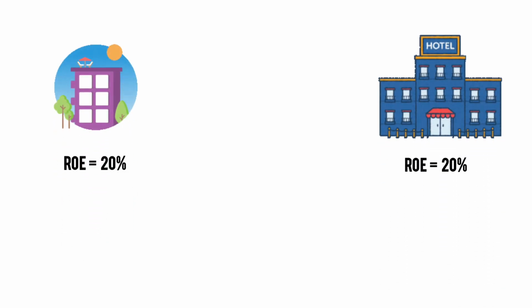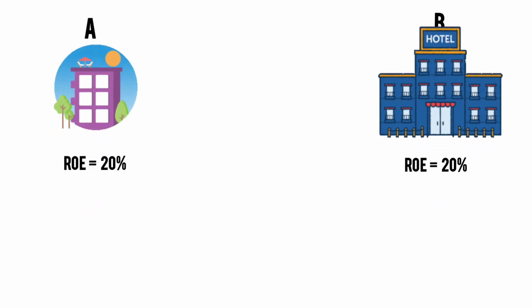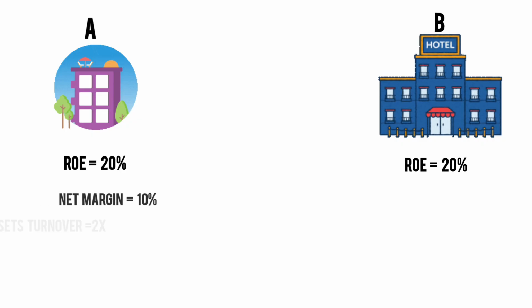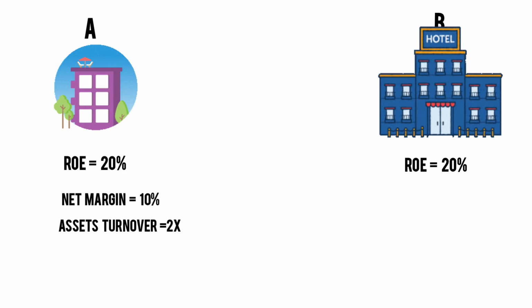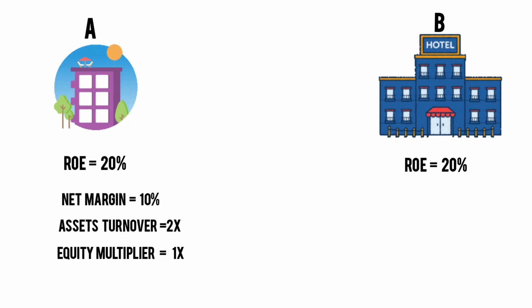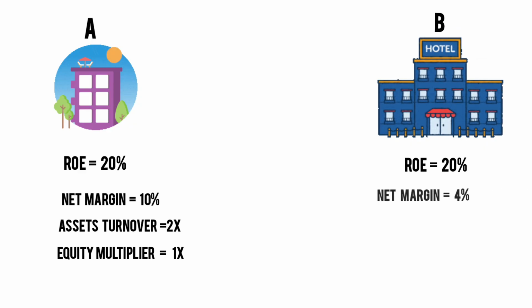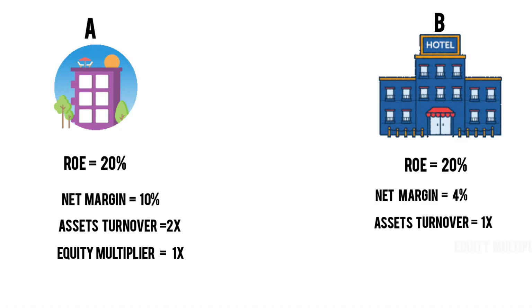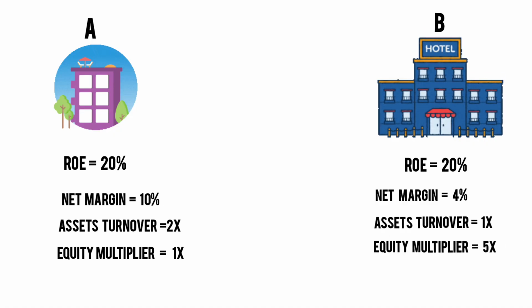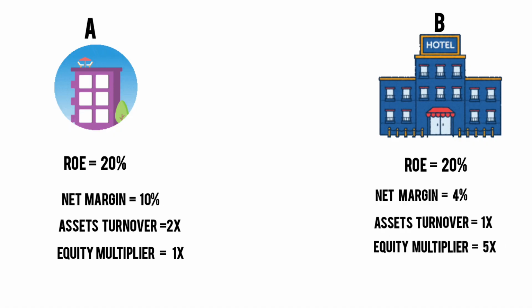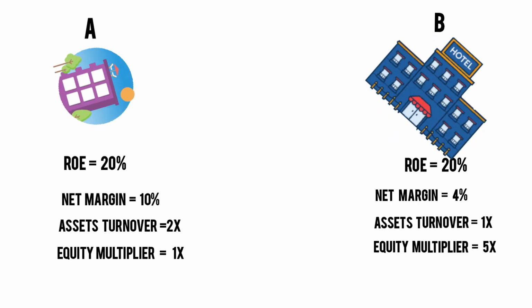Let's compare two companies, both with 20% ROE. Company A, a premium retailer: net margin 10%, asset turnover 2x, equity multiplier 1x, 20% return on equity. This company earns a high margin and barely uses debt. Healthy, sustainable growth. Company B, a leveraged firm: net margin 4%, asset turnover 1x, equity multiplier 5x, return on equity 20%. Same ROE, but this company is thin margin and running on heavy debt.